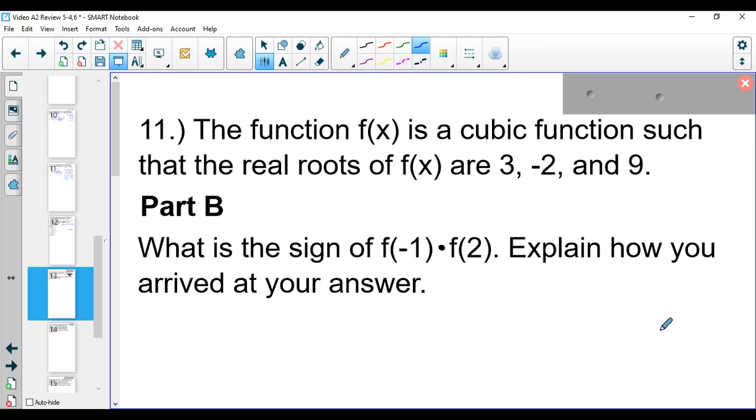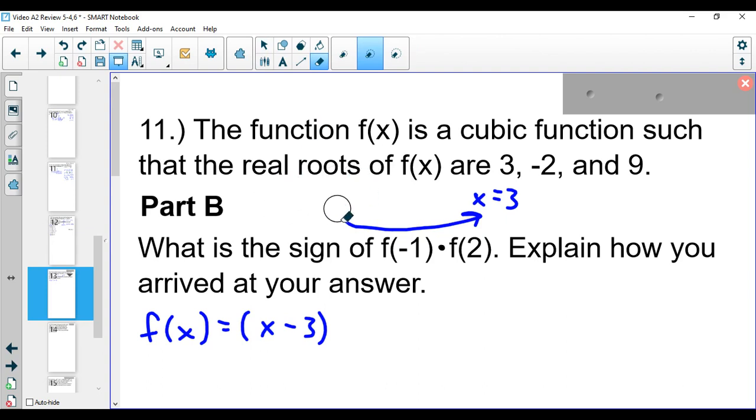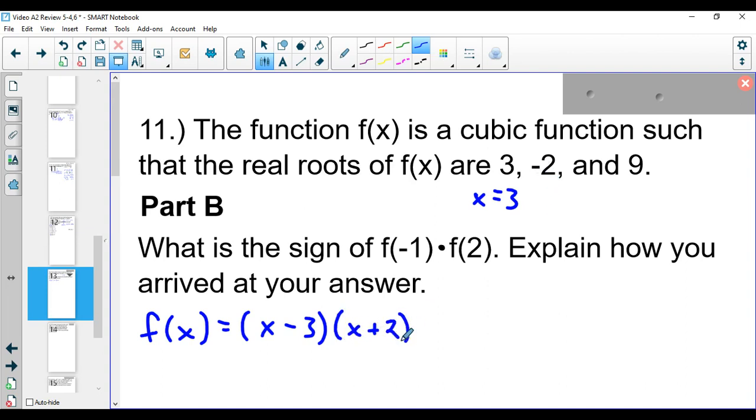All right, I can think of two different strategies to use here, and I'm going to show you both. So the first uses the fact that the real roots always give you factors of the function. So we could write an equation for this function. f of x equals, 3 would give us the factor x minus 3. Because remember, if we set that factor equal to 0, x minus 3 equals 0, then add 3 on both sides, that would get us to x equals 3. That's something we need to know from earlier in this chapter. Now what was the next real root? Okay, negative 2, that would give us x plus 2. And 9 would give us x minus 9.